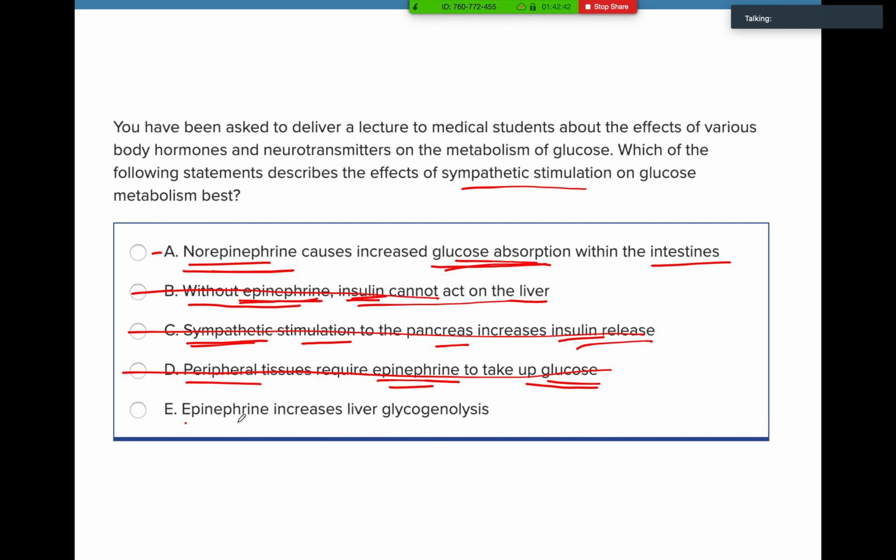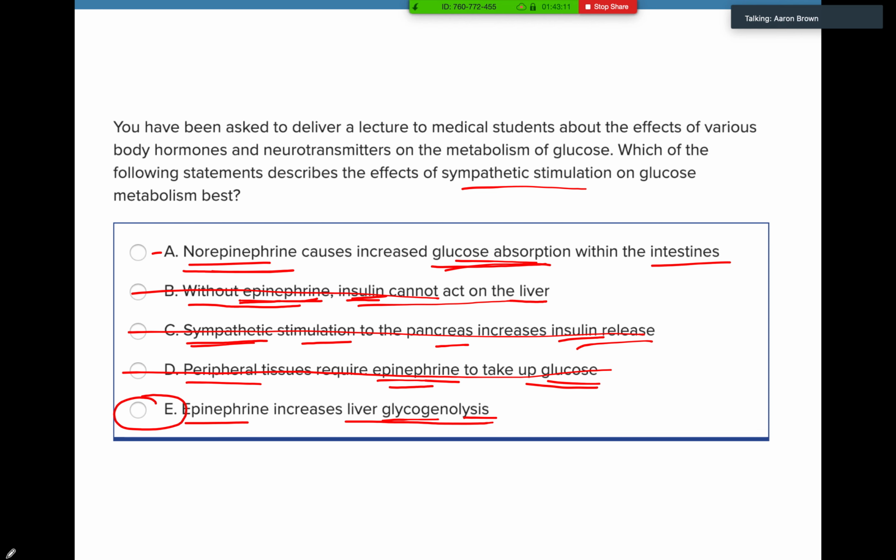Okay. Epinephrine increases liver glycogenolysis. Okay. And so epinephrine, part of our sympathetic system, the liver glycogenolysis. If we are lysing glycogen, that means we are breaking down glycogen. Breaking down glycogen means more free blood sugar, right? And so this one I really like a lot. I think we'll go with this one.